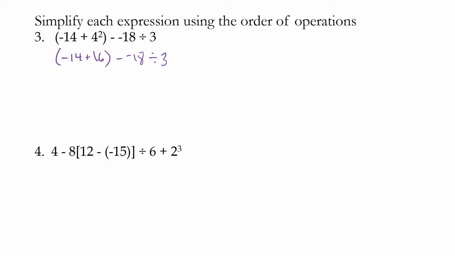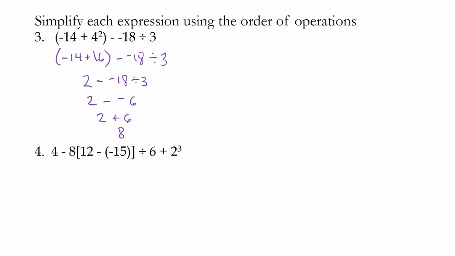Still doing what's inside the parentheses, I'm going to do the negative 14 plus 16 to get 2. Now I don't need the parentheses because I simplified everything inside it. Minus negative 18 divided by 3. Now, negative 18 divided by 3, well, that's negative 6. So I have 2 minus negative 6. And 2 minus negative 6, remember, keep change opposite, turns into 2 plus 6, and 2 plus 6 is 8.